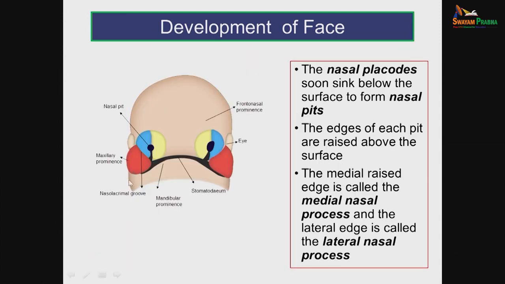Next, the nasal placode sinks below the surface to form what is called the nasal pit. What I am pointing out now is the nasal pit. Once there is a depression, the sides are elevated. Hence, you have a medial raised edge, which is called medial nasal process, and a lateral raised edge, which is called lateral nasal process. At this stage, there is the formation of nasal pit and a medial nasal process and lateral nasal process.